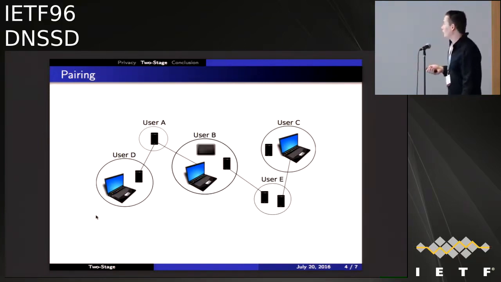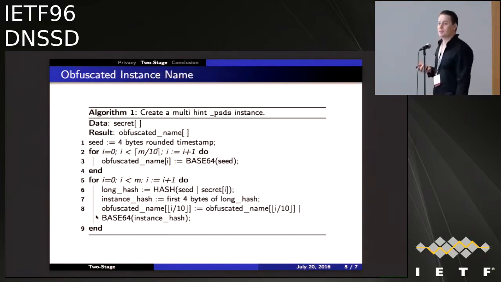So for private transmitting of the PSDS service instances, we need obfuscated instance names, and we generate them by using a secret exchanged during pairing and hashing this concatenated with a seed. And the seed is a timestamp, a rounded timestamp that allows us to pre-calculate these values. And we use pairwise identifiable obfuscated names and pack up to 10 of those names in one service instance name to make it more efficient.